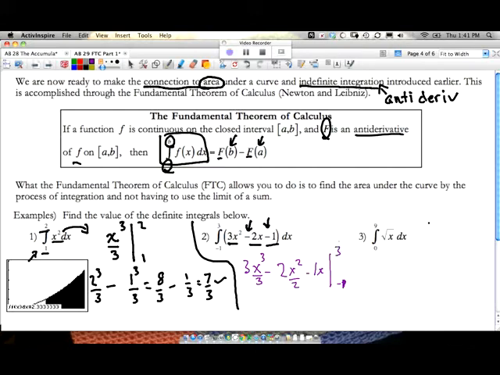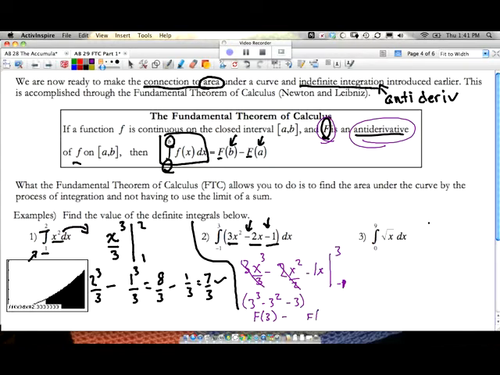So how do I run through that process? Well, I can simplify a little bit here. These 3's, these 2's, those simplify to just 1. So I have x cubed minus x squared minus 1x. So I'm going to have 3 cubed minus 3 squared minus 3. If I plug in, here's capital F of 3, where capital F is the antiderivative, minus, then I've got to figure out what capital F of -1 is.